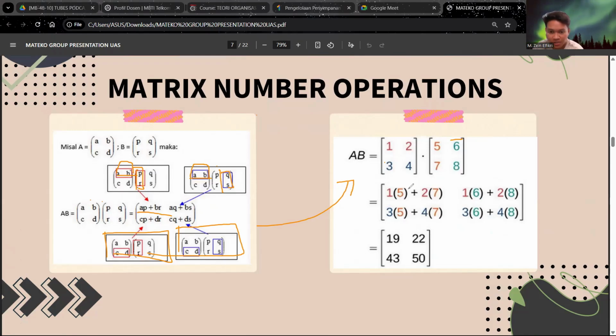1 times 5 plus 2 times 7 is 19. And 1 times 6 plus 2 times 8 is 22. 3 times 5 plus 4 times 7 is 43. And the last one, 3 times 6 plus 4 times 8 is 50. Okay, it's easy. Then we'll continue to the next lesson.